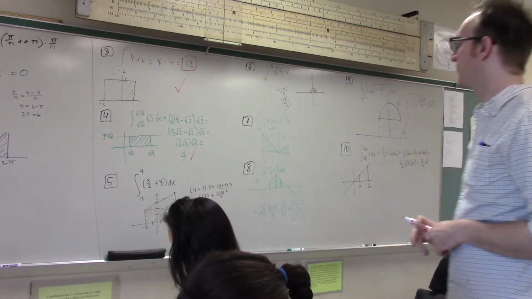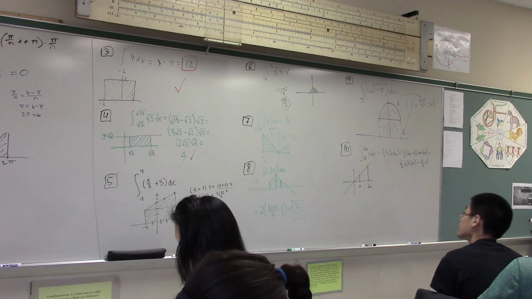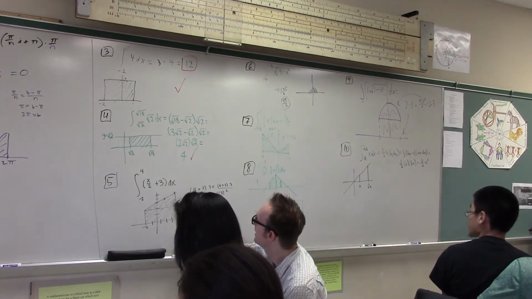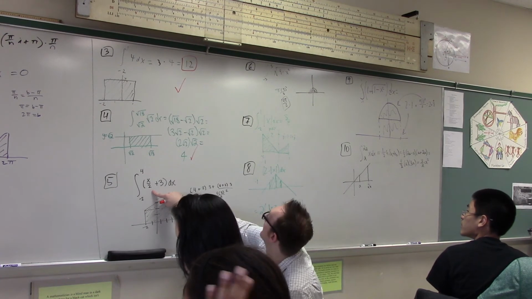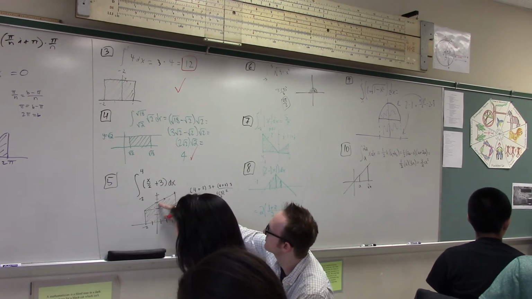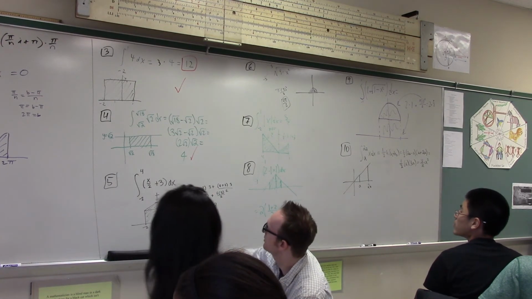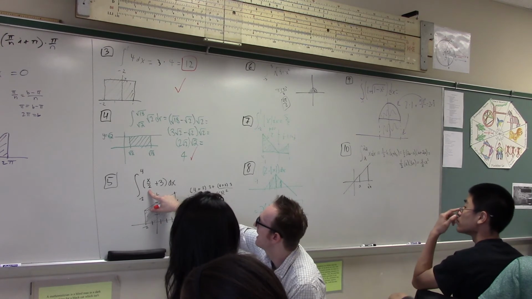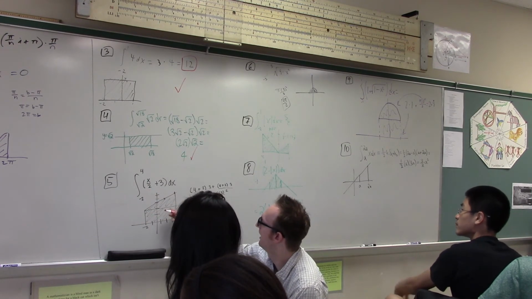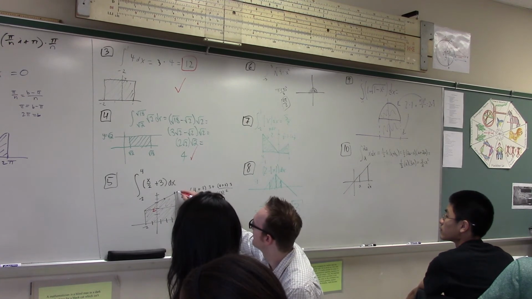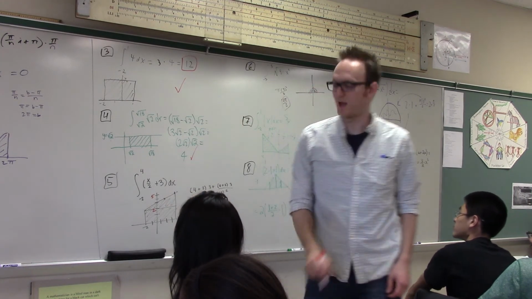Good. Number 5. This is the integral from -2 to 4 of just a line. And the line has y-intercept 3 and slope 1/2. So you can just plug it in, right? You plug in -2 and you get 2, and you plug in 4 and you get 5. And then you just have to figure out the area of that region.